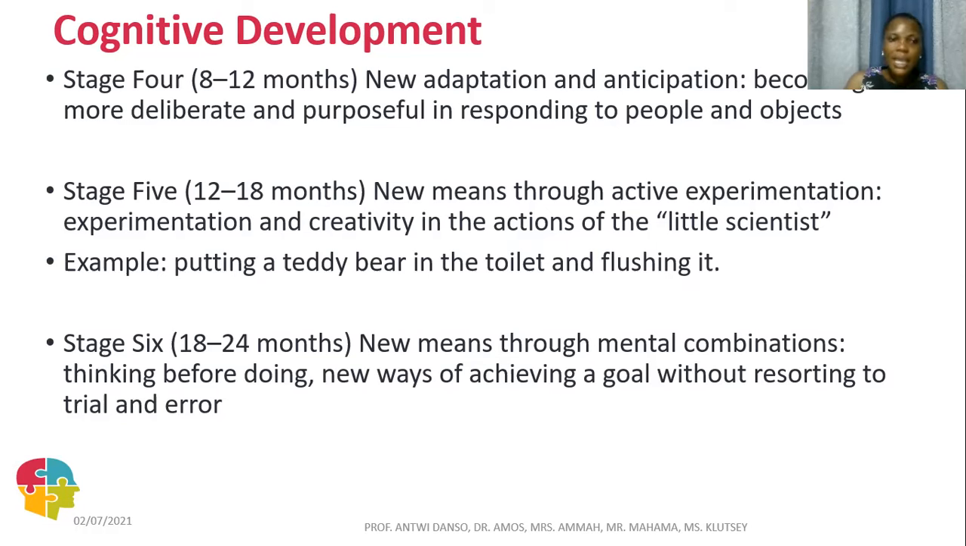They are adapting to their environment and becoming more deliberate and purposeful in the way they respond to people and objects. In stage 5, that is about 1 year, 6 months, the child does what we call active experimentation, what we call little scientists. The child is just experimenting with whatever they see. So when you put your tin of needles down, they can open it, pour everything on the floor, and spread it across the living room. The same happens with the Milo, the same happens with the milk. Anything that is within their reach, they take it and then they experiment. It is creativity on their part. They are just exploring their environment.